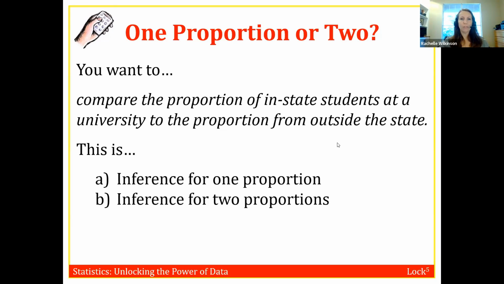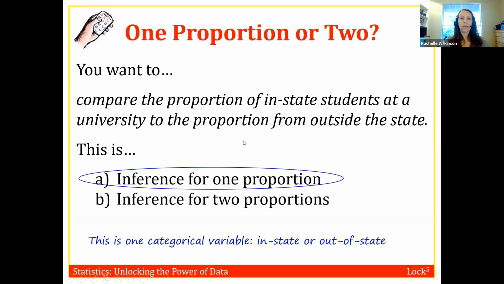All right, good job. The majority of the people chose A, so I think you guys are starting to get the hang of this. It's inference for 1 proportion because we really only measured 1 variable, like in-state or out-of-state. That was the 1 variable that we looked at, like you could call it location or something.